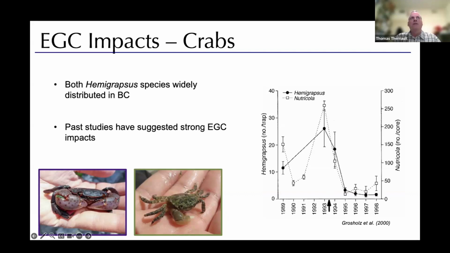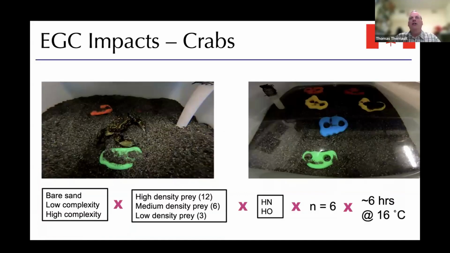And so we wanted to build on this past study to really dive deeper into the impact of green crab on our native Hemigrapsis species. So again, we took this into the lab. We ran a multi-factor experiment where we had different levels of habitat complexity, different density of the prey species. We ran this for both purple and hairy shore crab multiple times, for trials that lasted about 6 hours at 16 degrees Celsius. And what do we see?